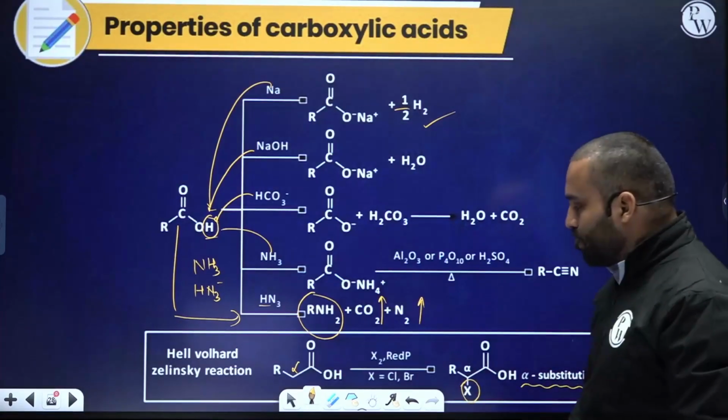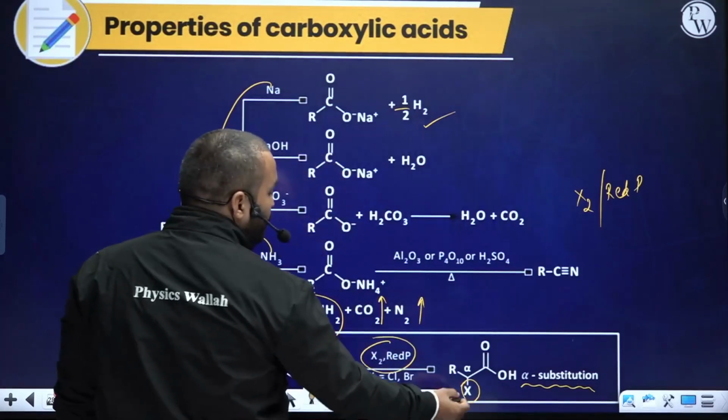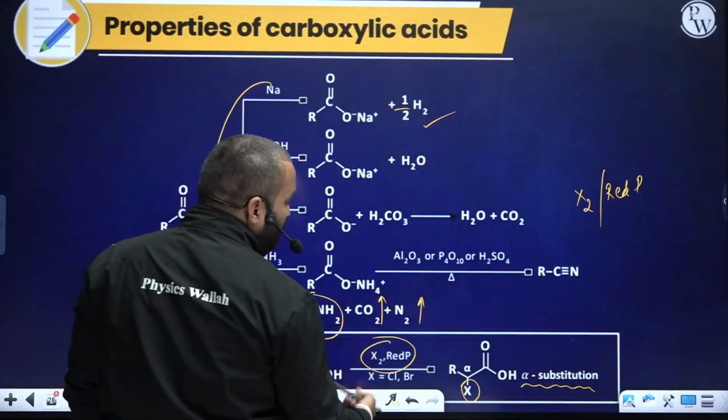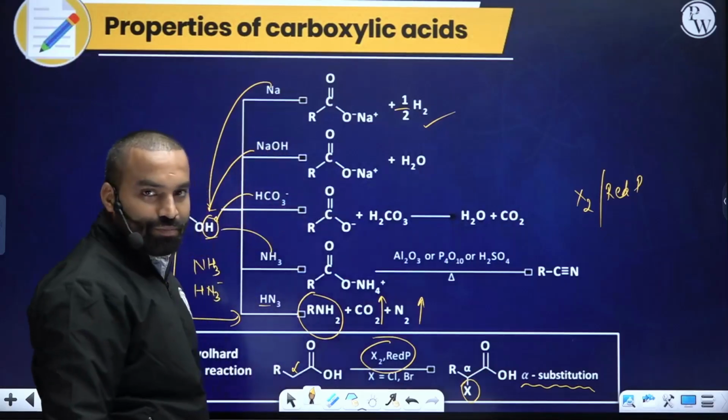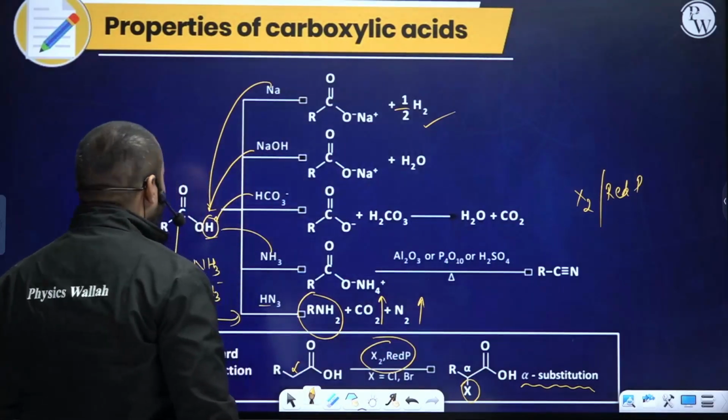HVZ reaction. Depending upon how many moles you have, if you have 1 mole, you will substitute 1 carbon. If you have 2 moles, you will substitute both the carbons. Clear? If you have 3 moles, you can substitute all the 3 hydrogens here.